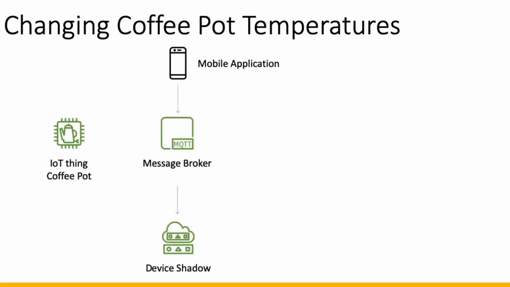To increase the temperature, firstly, the mobile application using the AWS IoT Device SDK will publish a message to the message broker. This message broker will receive the message on the shadow update topic and subsequently send out the message to the device shadow. The device shadow will receive this message and as a result, change the desired temperature to the one set by the mobile phone.